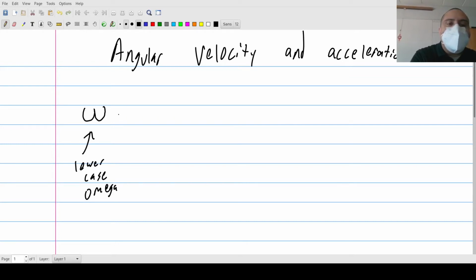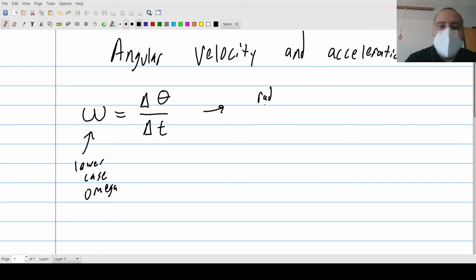It's a Greek letter. And angular velocity is going to be equal to, well, it's the change in angular position divided by the change in time. So what this means is that we're talking about how much the angle has changed in a certain amount of time. And it's pretty simple. If you look at this, the units for this should end up being radians per second. Well, normally that's what we use most in physics.